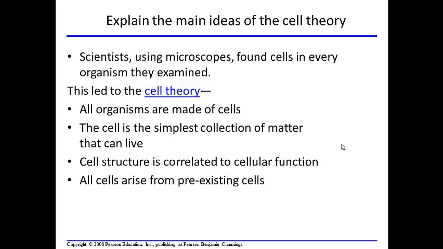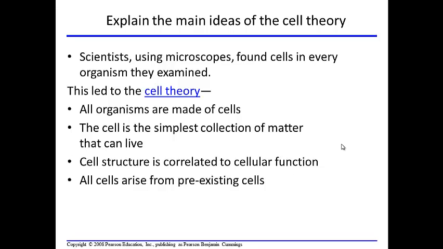the term that we use now is the cell theory, okay? So based on all the things that they found that were common in each organism, the cells that they found in every organism they examined, they all came up with these four main ideas. One, all of the organisms that they studied were made of cells. They noticed that the cell is the simplest collection of matter that can live. They determined that cell structure correlates with cell function. And this is something that you really want to remember. Structure correlates with function. And also, another idea is that cells arise from pre-existing cells.